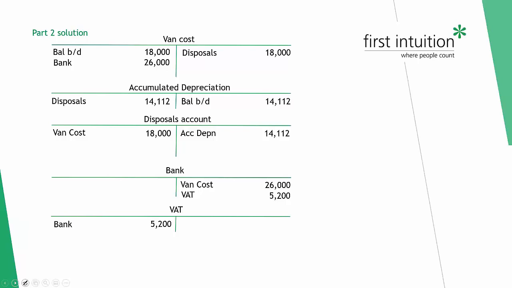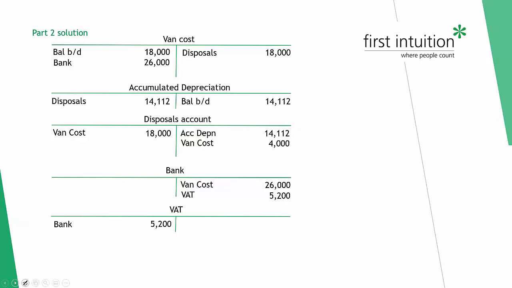Other people will simply show 31,200 coming out of the bank. They may show VAT. I've seen it answered before where VAT is shown as a 6,000 claim against the new van and an 800 liability against the part exchange, because when we part exchange an asset, we do have to pay VAT on the proceeds. I've chosen to do it this way.